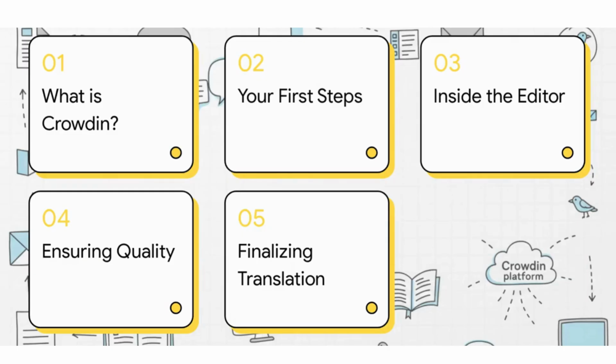So here's our roadmap for today. We'll kick things off with what Crowdin actually is and why you should care. Then we're getting hands-on with your very first steps. We'll take a look inside the editor and then tackle the super important process of making sure your work is top-notch. And finally, we'll see how to get that translation all the way to the finish line. It's the whole workflow from start to finish.